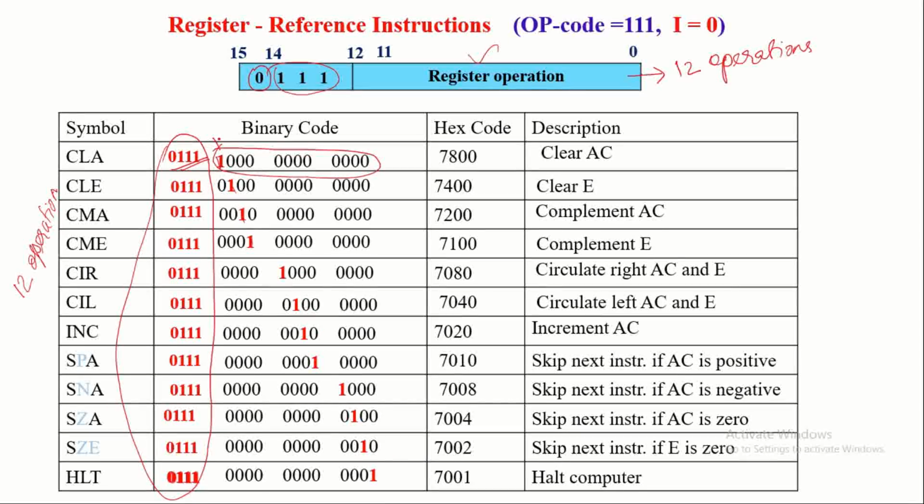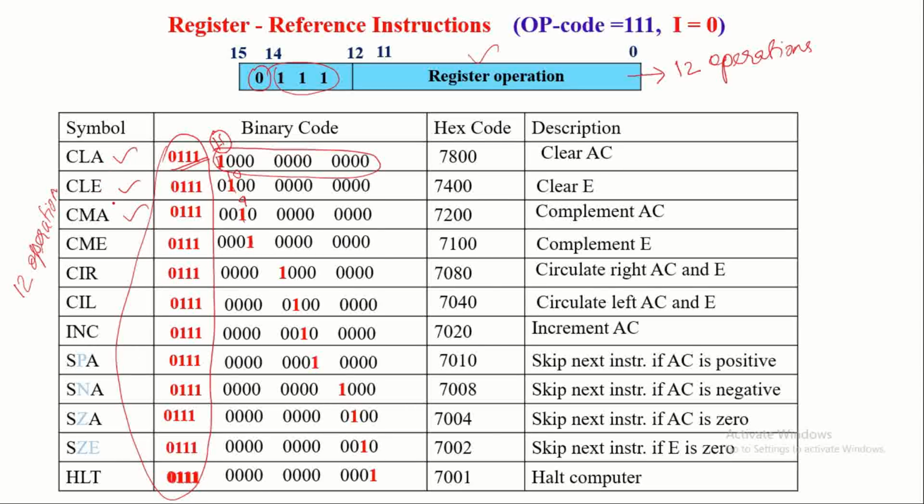If the 11th bit is set to 1, it indicates the clear accumulator operation to be performed. If the 10th bit is set to 1, then it specifies the clear extended bit operation. Then if the 9th bit is set to 1, it represents complement accumulator. Like this, to represent 12 different register operations, out of 12 bit values, only 1 bit is set to 1. Okay, so what are the 12 different register operations?